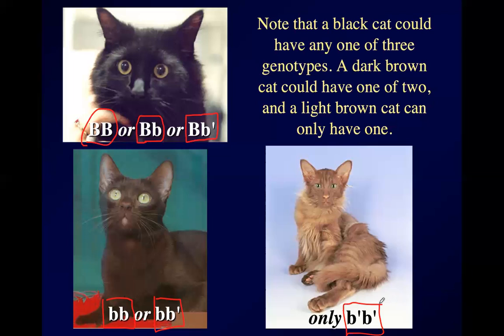And many, many genes have more than two alleles. This happens all the time. Each cat can only have two of the alleles, right? So you can't have a cat that's big B, little b prime, because cats only have two of each allele, but there can be more possible alleles that each cat could have two of, if that makes sense. I hope it does.